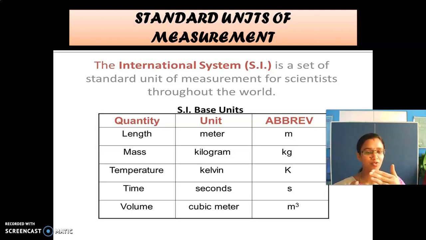So these quantity units are given for all the measurements. But the three basic ones, what are the three basic measurements? They are length, mass, and time. That is the meter, kilogram, and the second. So these three are the standard measurements and very important.